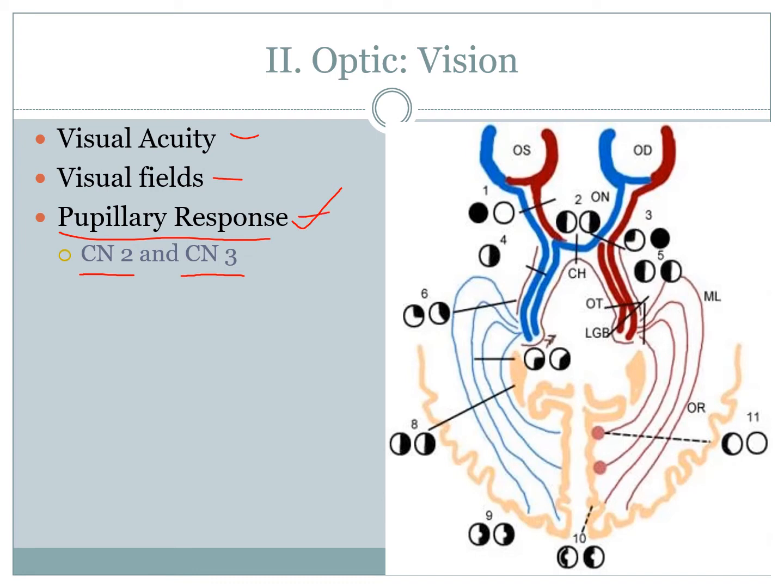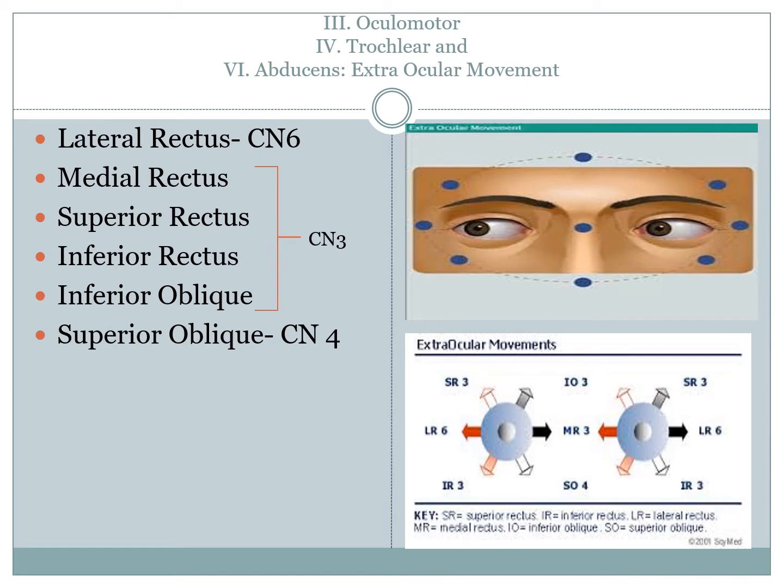Now, moving on to extraocular movement. Okay, this is testing cranial nerves 3, 4, and 6. Yeah, I know it's quite annoying. 3, 4, and 5 would have been nice, but it's got to do with where the actual cranial nerves branch out from the brain in the way that they're numbered. So 3, 4, and 6 is for extraocular movement.